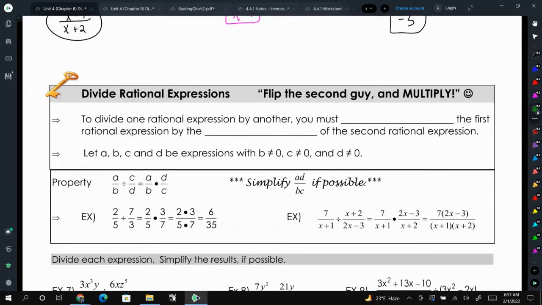So to divide rational expressions, it's going to take some of the skills that we use for multiplying. So we're going to multiply the first rational expression by the reciprocal.